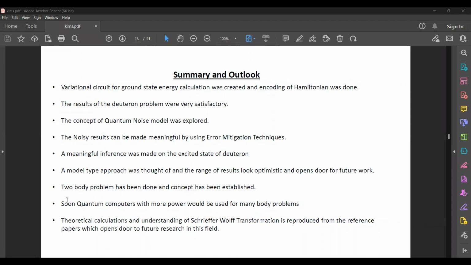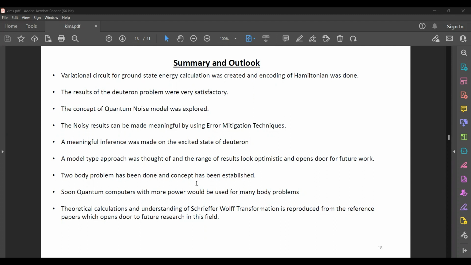So quantum computers indeed show a very realistic and optimistic future when it comes to exploring physics and chemistry problems, and even in other branches like finance and medical sciences.